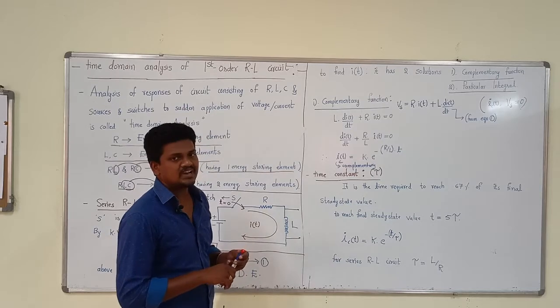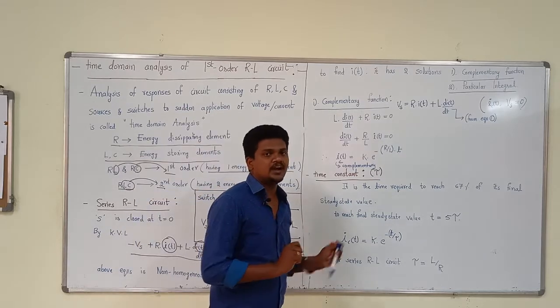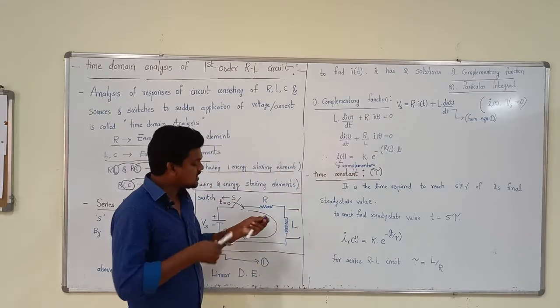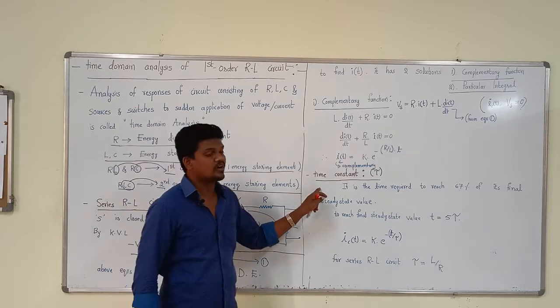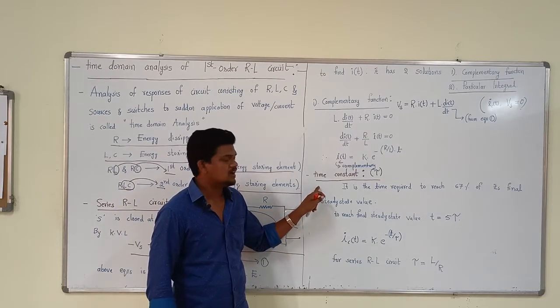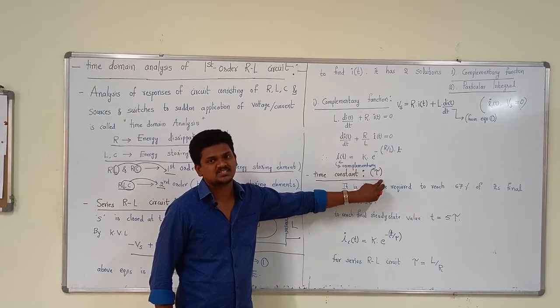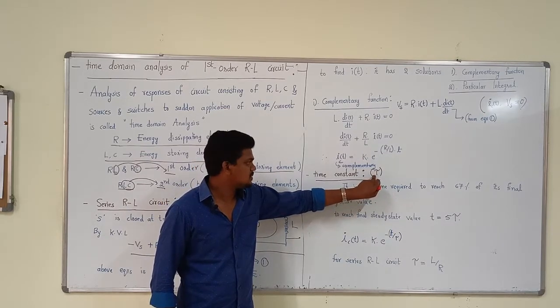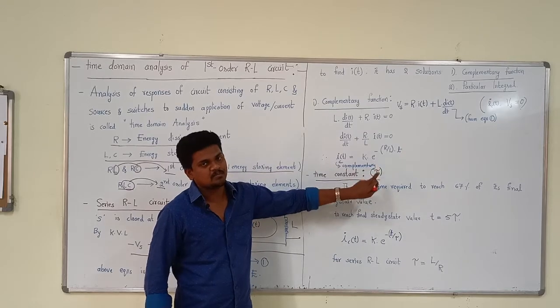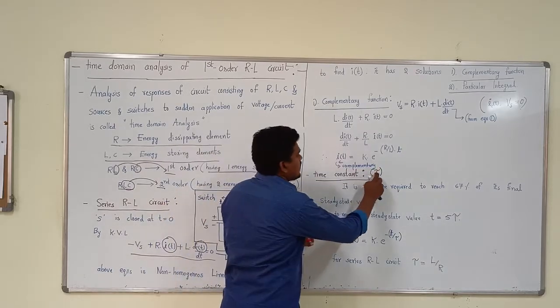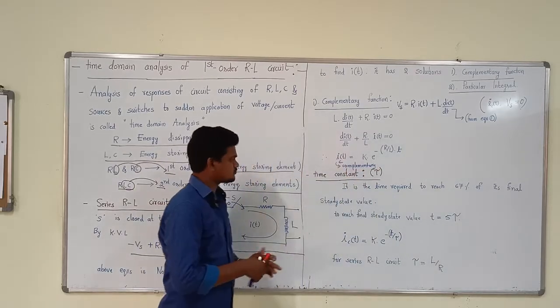In this, we will learn one new term regarding our circuits. The new term is called the time constant. It is represented with tau. The symbol tau is like a T, but it has some curve.